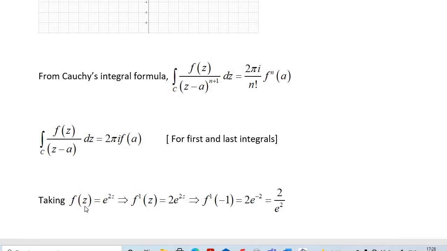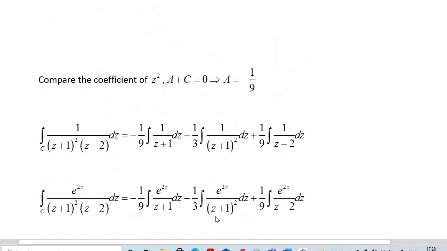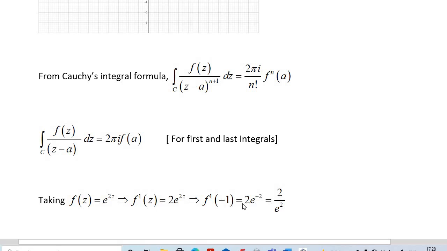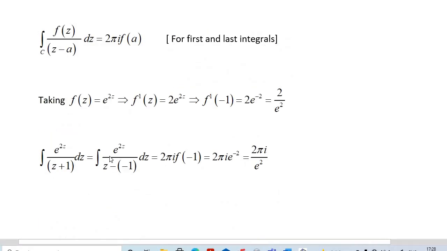So f of z is e power 2z. F dash of z equal to 2 into e power 2z. F dash of minus 1 is needed for the middle integral. So f dash of minus 1 is 2 into e power minus 2, equal to 2 by e power 2. So we are using this formula for the first one and last one, and this one for the middle integral. So find out the integration of e power 2z by z plus 1 dz.